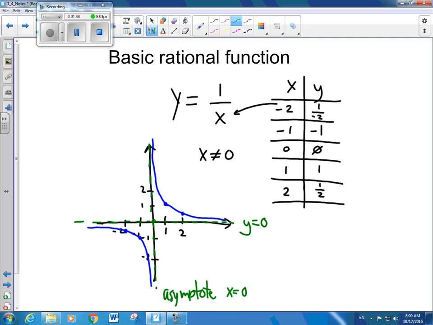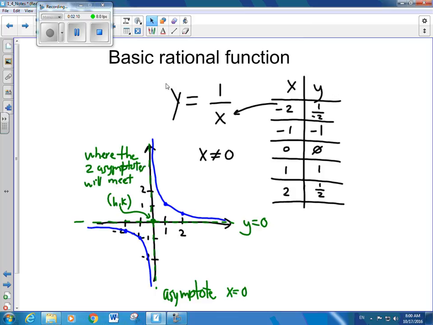Here, what we call our HK usually is here. It's where the two asymptotes will meet.